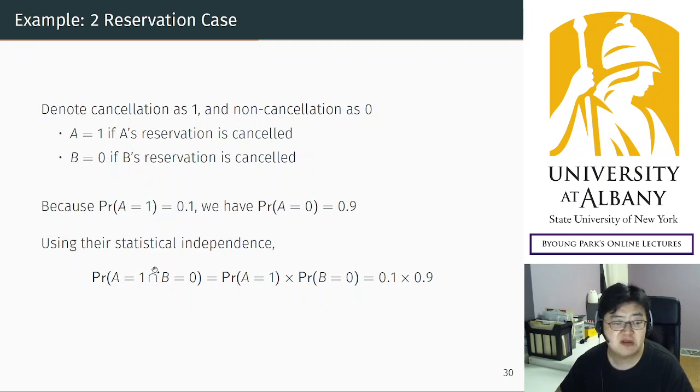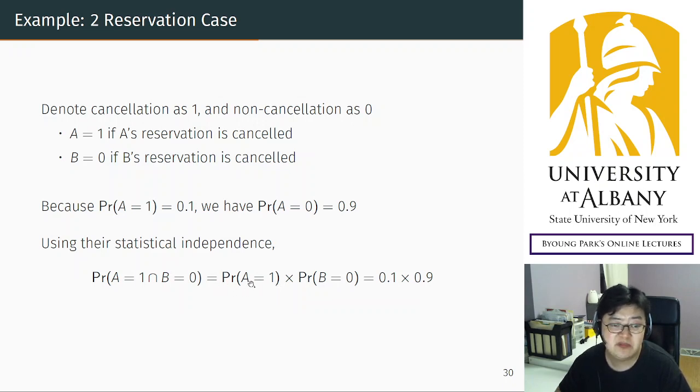And then what we are looking for is the probability that A is cancelled and B is not, where intersection means and. Then they are connected by intersection, and using the statistical independence, we can use the multiplication rule, so this probability equals the probability of the first event times the probability of the second event. And we know the probability of each event.